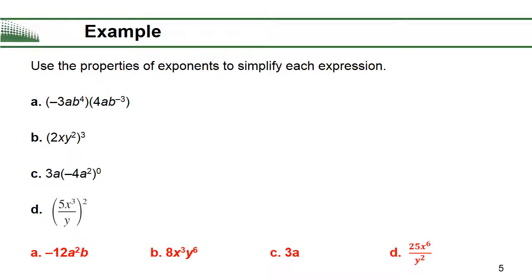A is -12a squared b. The -12 should be obvious. a times a is a squared. b to the 4th times b to the -3rd, you're going to add those powers.